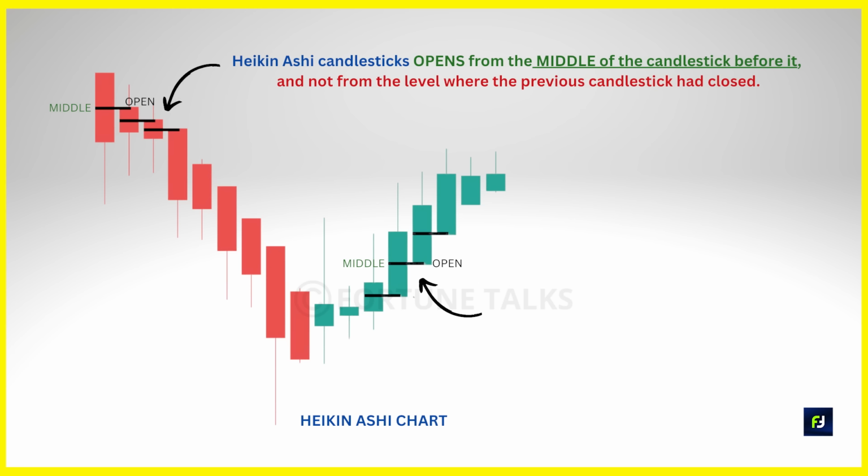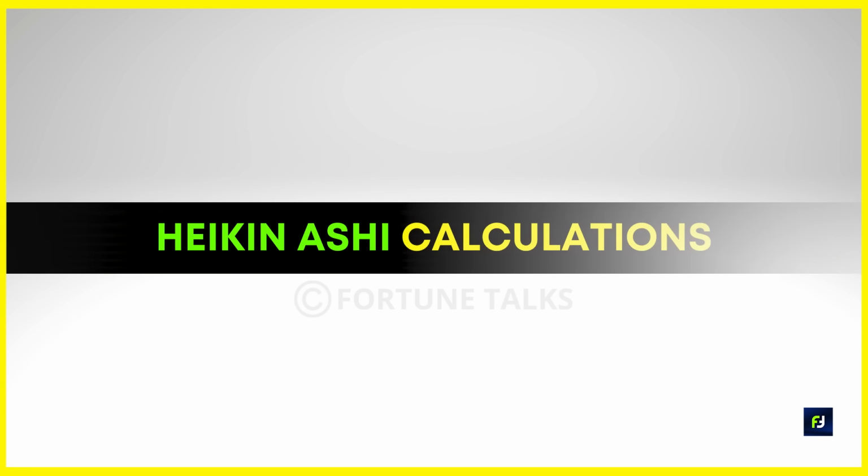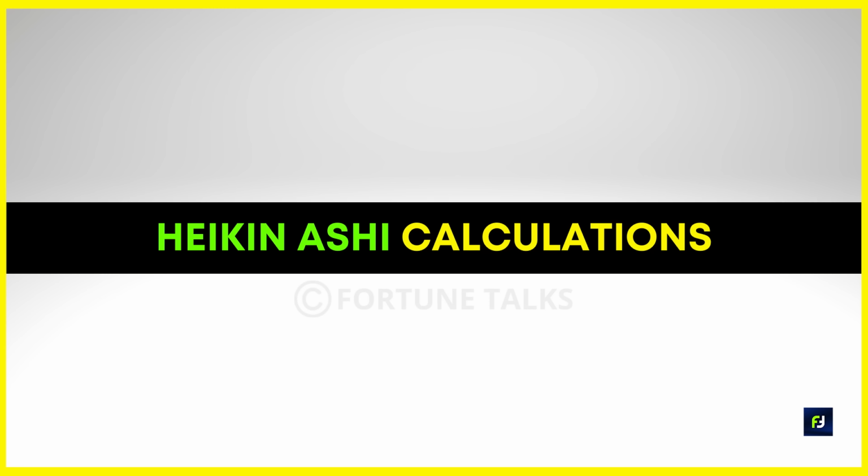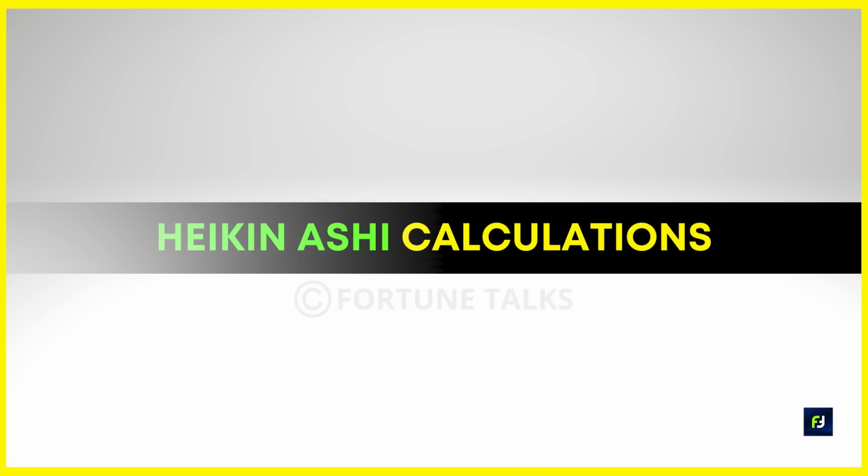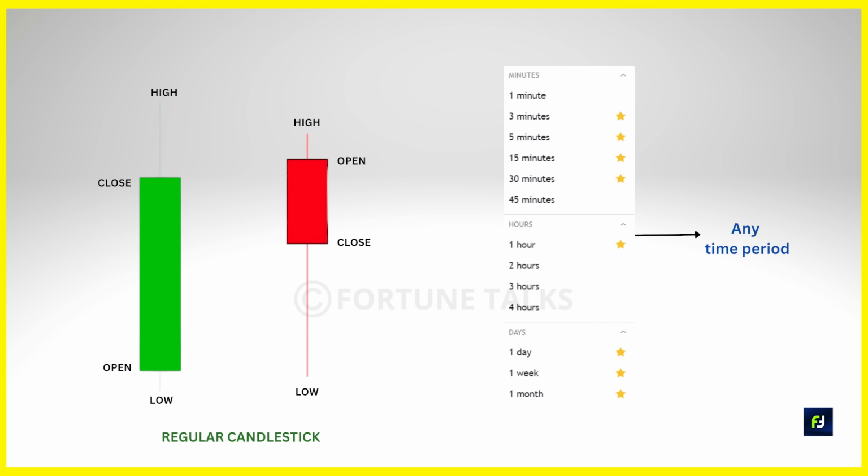Heikin Ashi candles act this way due to the way in which they are calculated. So it is a no-brainer that we need to learn how to calculate Heikin Ashi candles in order to unveil a lot more of its secrets. With the traditional Japanese candlestick charts, each candle represents the open, high, low and close that the price makes within the current time period. This time period can be 1 minute or 10 minutes or 1 hour or any of them. But that's not the case with Heikin Ashi candles.